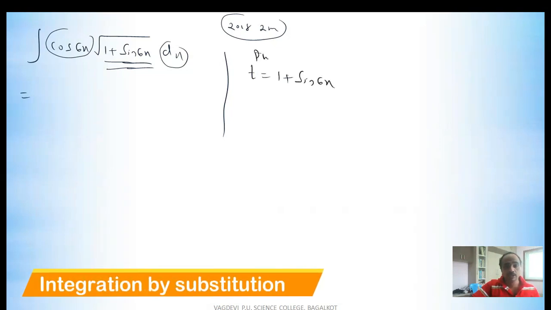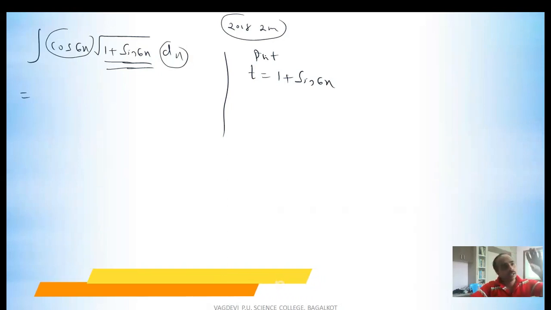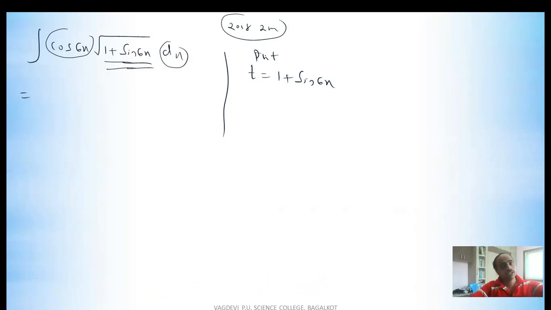Keep in mind, substitution is applied when there is a main function and its derivative. f is there, f dash is also there. f dash x into dx, that whole expression is one term. You should observe that, then take that f of x as t. So put t is equal to 1 plus sine 6x.